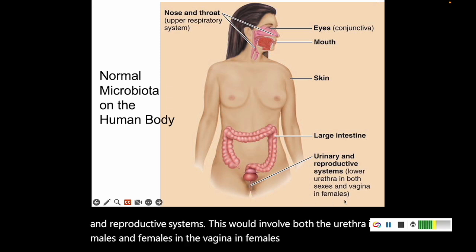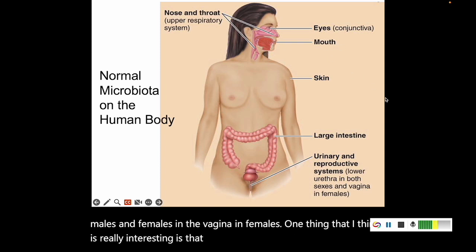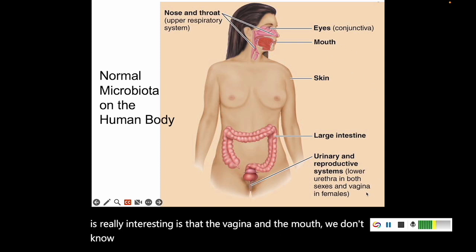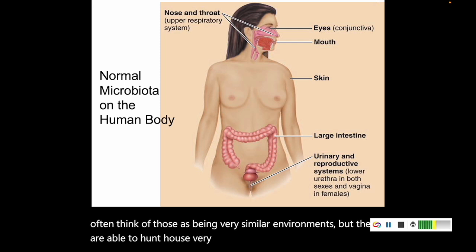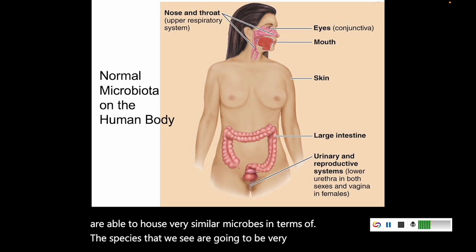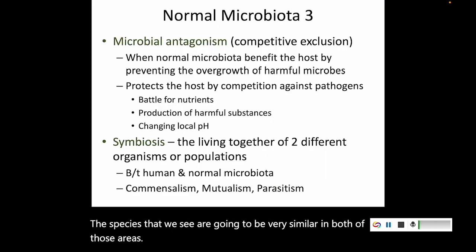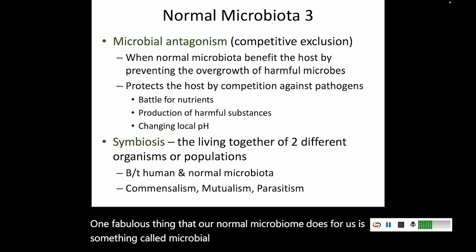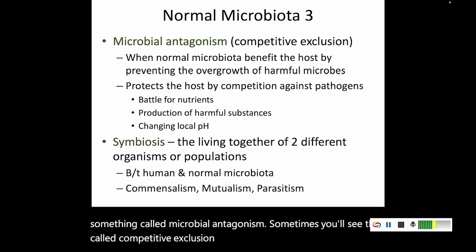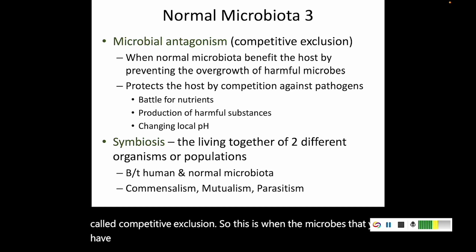One thing that I think is really interesting is that the vagina and the mouth, we don't often think of those as being very similar environments, but they are able to house very similar microbes in terms of the species that we see are going to be very similar in both of those areas. One fabulous thing that our normal microbiome does for us is something called microbial antagonism. Sometimes you'll see this called competitive exclusion. So this is when the microbes that you have on you are going to prevent other microbes from growing.